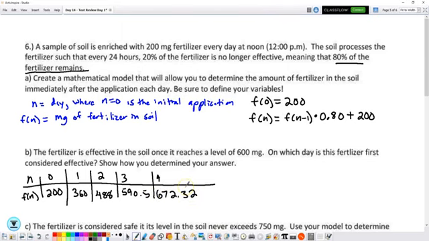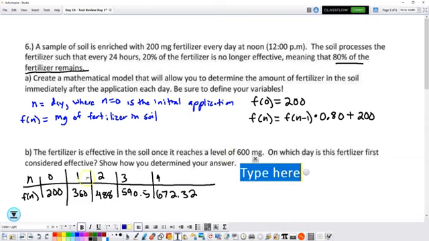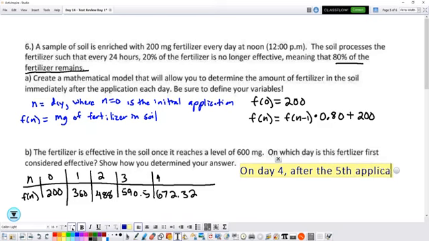It says, on which day is this fertilizer first considered effective? So I'm going to say on day 5, and I'm going to be really clear, or not on day 5, sorry, on day 4, after the 5th application of fertilizer, the fertilizer is effective.